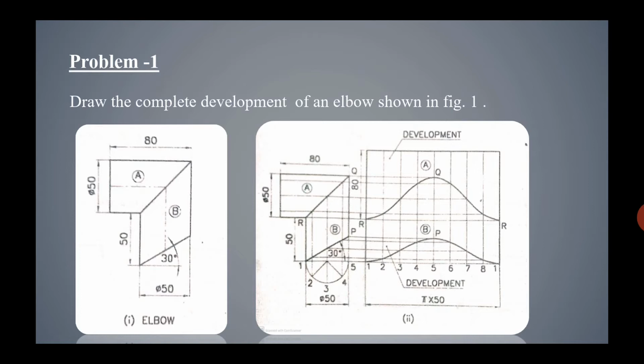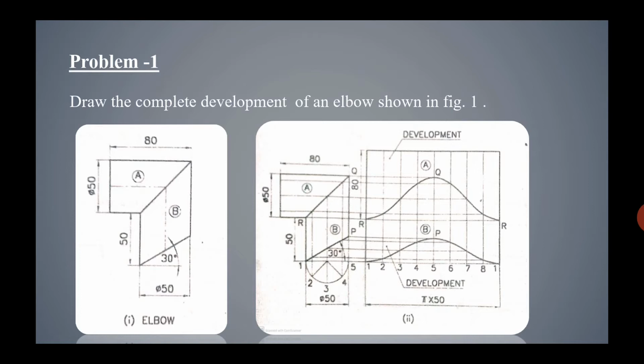In this shape, as you know, there will be a shape of an elbow which has one side with a diameter of 50 and another also with a diameter of 50, and its length is 80 mm, and another one is 850 mm, and part B has an angle of 30 degrees. So this figure is given for an elbow. How are we going to develop it? On the right side, it is given as the development of this elbow.